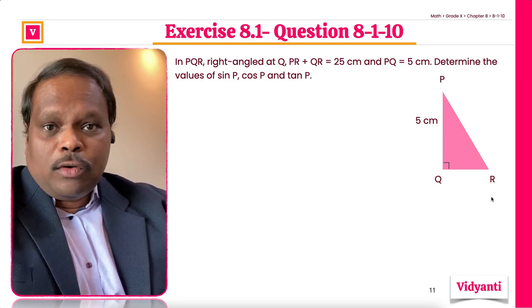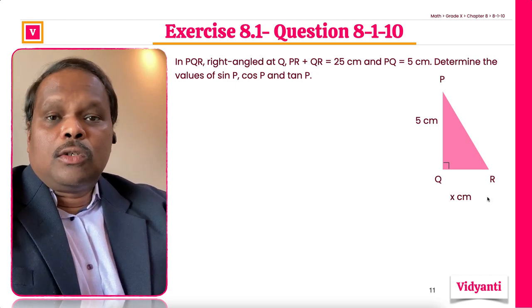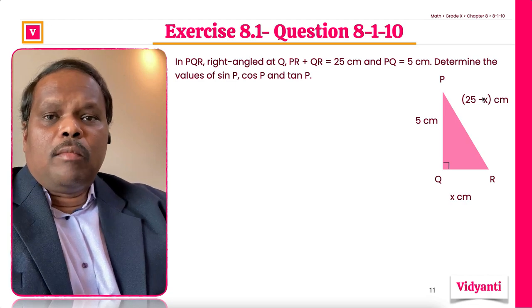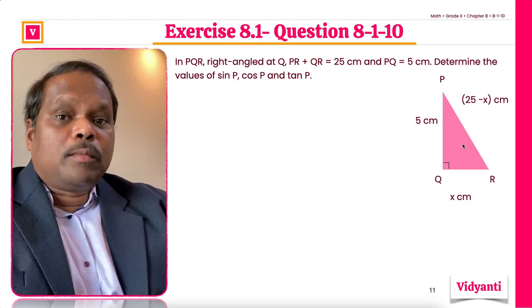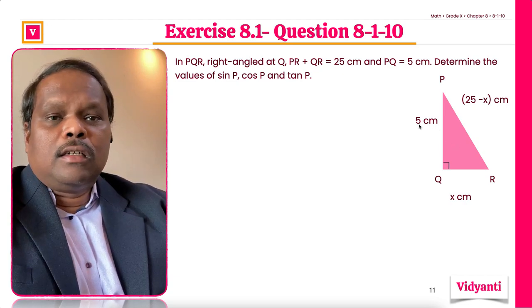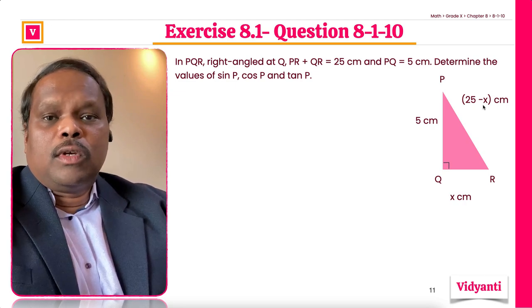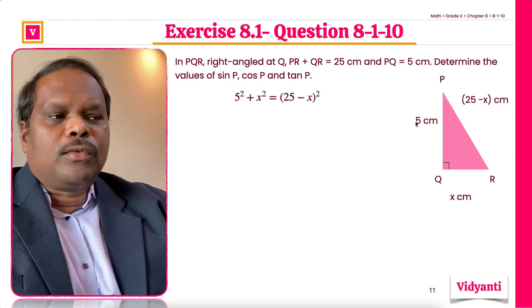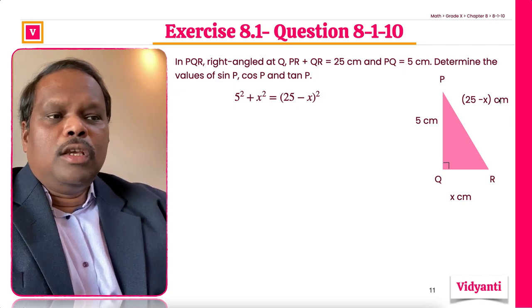So one of them we are going to assume as x. So let's say x centimeter. And since the total of the two sides is 25, the other side must be 25 minus x. Now, this is a right angle triangle, so we can use Pythagoras theorem, and we can say the sum of the squares of the two sides must be the square of the larger or hypotenuse side. So let's say 5 square, which is this one, plus x square, which is this one, should be equivalent to 25 minus x, the whole bracket square.